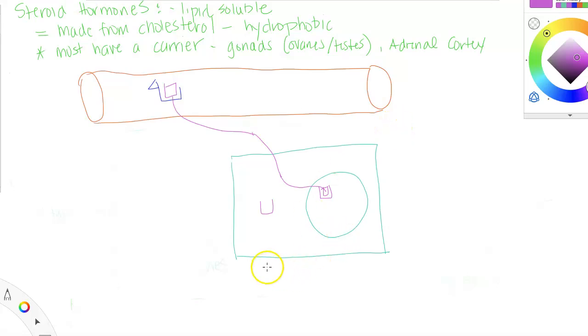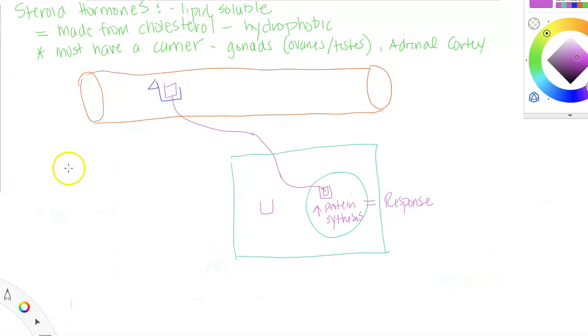So the action here basically is protein synthesis. So that is going to be the response. So a steroid hormone is going to come into the cell and it's going to stimulate the making of proteins.